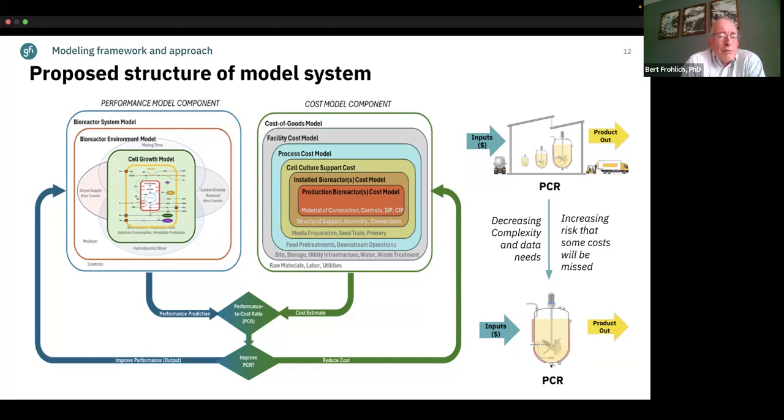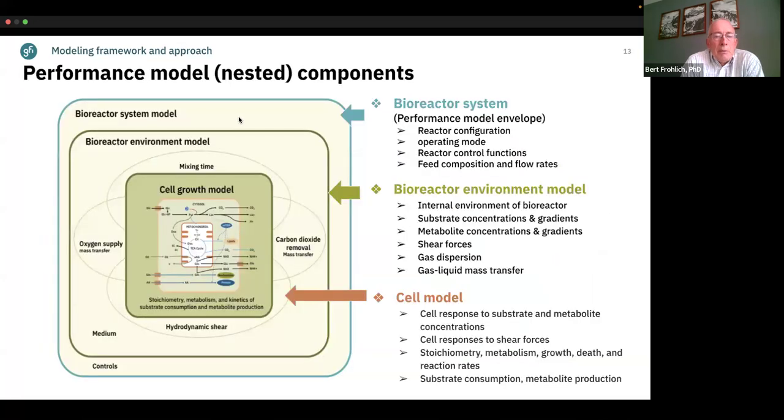Our focus here is on the performance model, which is on the left, and you see these three layers to that. And in the next slide, we kind of peel that apart. So the focus of this work and this paper is really around the cell growth model. But we just wanted to put this in context for you.